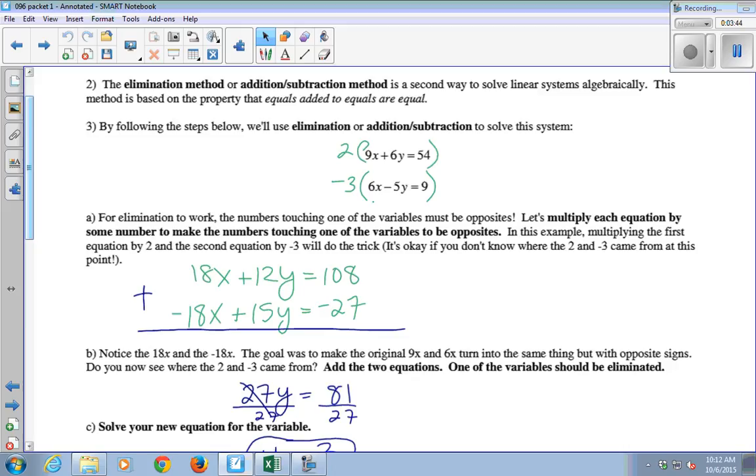In this example, I tried to make the x's cancel by multiplying the entire first equation by 2 and the entire second equation by -3. That made my coefficient on x be an 18 in the first equation, and in the second equation a -18, so that when I added them, 18x plus -18x cancels, and you have no x's left. And you're left with just an equation that has y's in it, which you can solve using the old methods that you know.